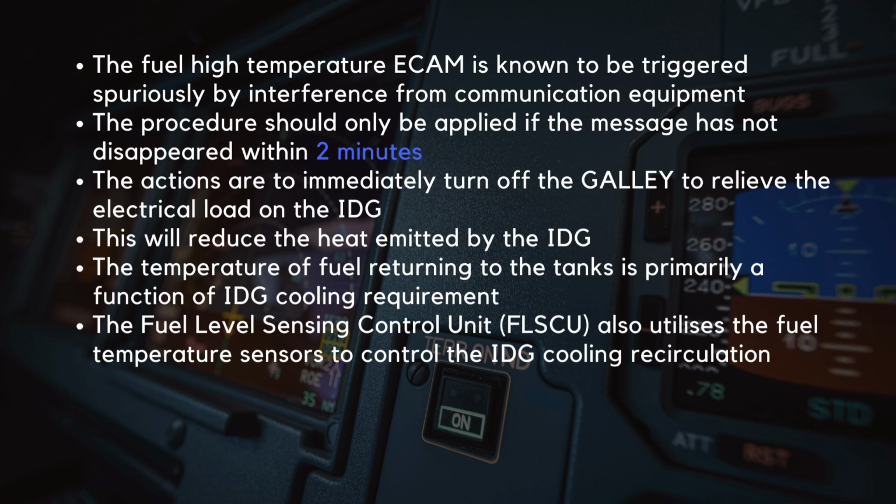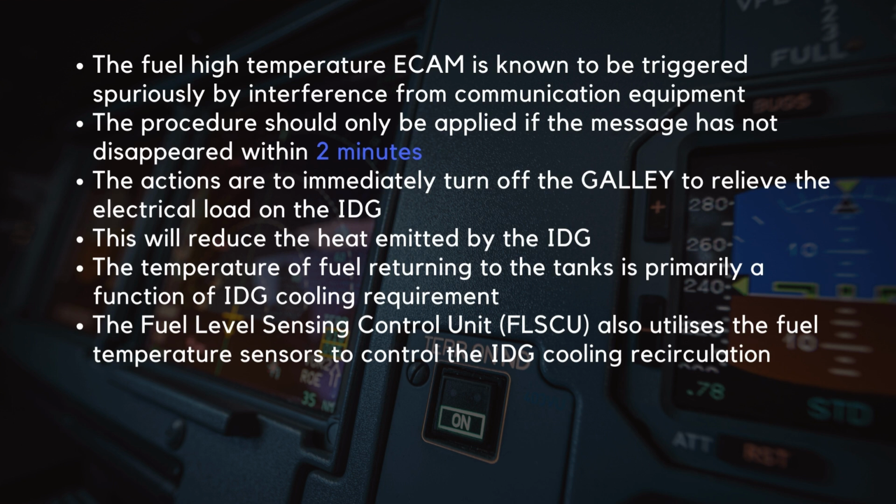The fuel high-temperature ECAM is known to be triggered spuriously by interference from communication equipment. The procedure should only be applied if the message has not disappeared within 2 minutes. The actions are to immediately turn off the galley to relieve the electrical load on the IDG. This will reduce the heat emitted by the IDG.